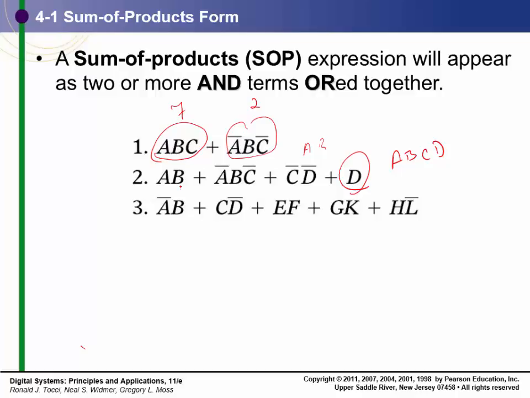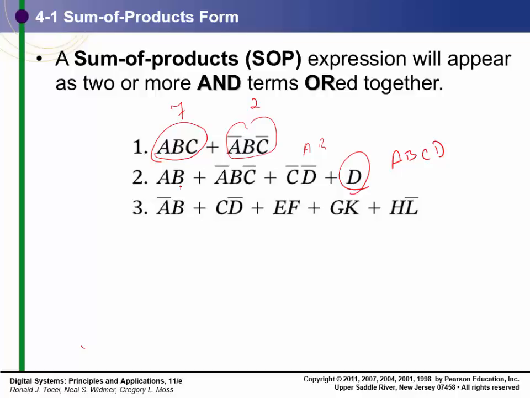Same thing with digital circuits. The software has gotten so good that we just tell the software what we want our circuit to do, and it just spits out a circuit that works. And it works 99% of the time. So these are all some of the products. Again, they're AND terms that work together.